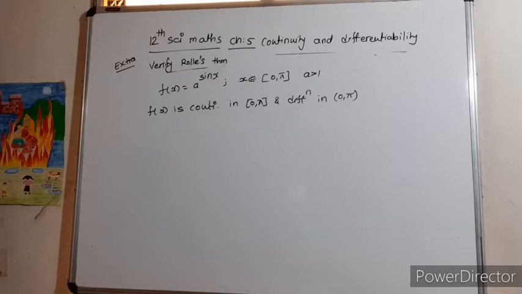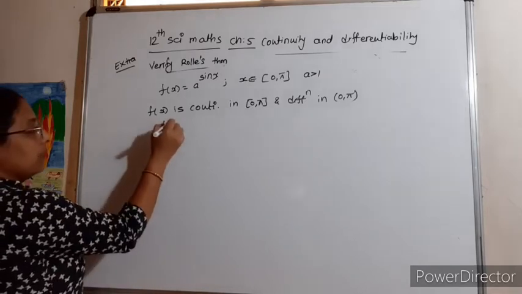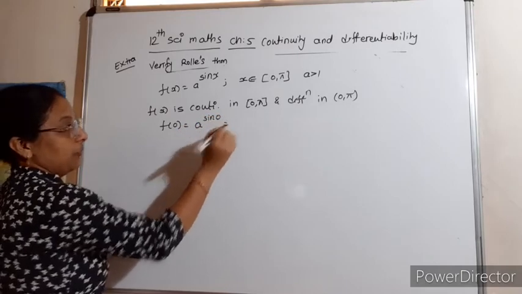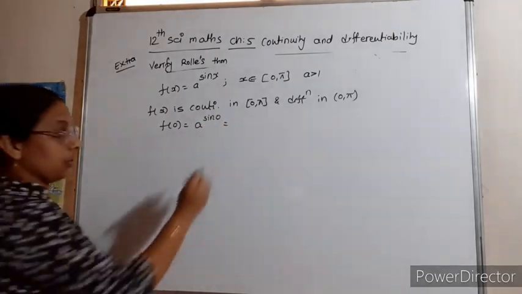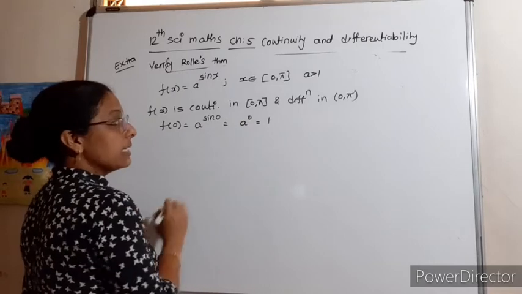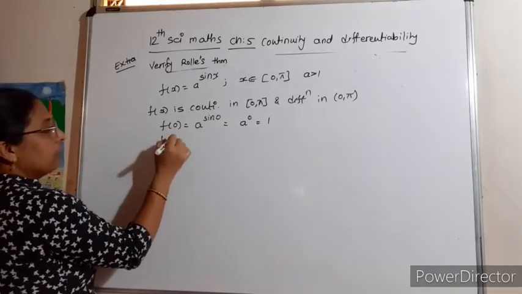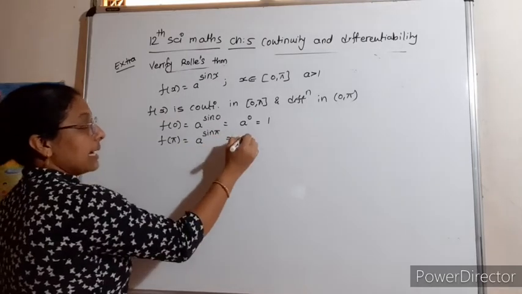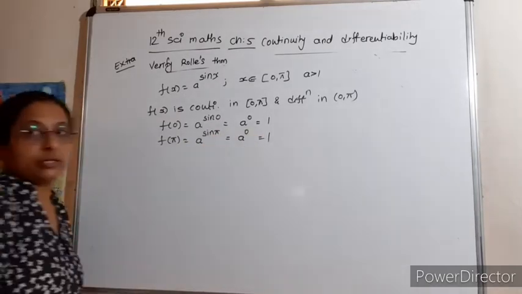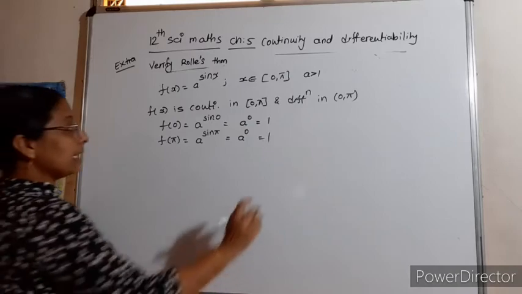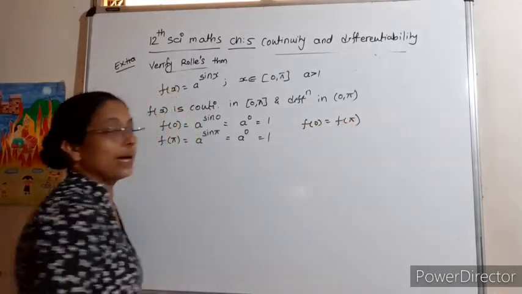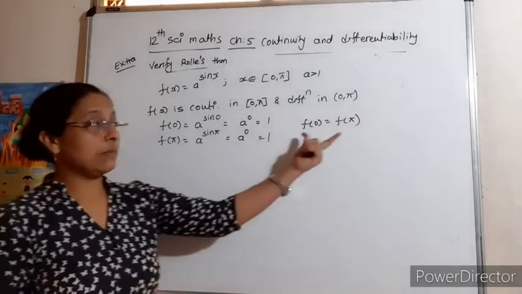Understand that? Okay. Then find out f of 0. So a raised to sin 0. Sin 0 is 0. So a raised to 0, that is 1. f of pi, a raised to sin pi. Sin pi is again 0. So a raised to 0 is 1. So now we can say that f of 0 is equal to f of pi. Right? We get the same value.